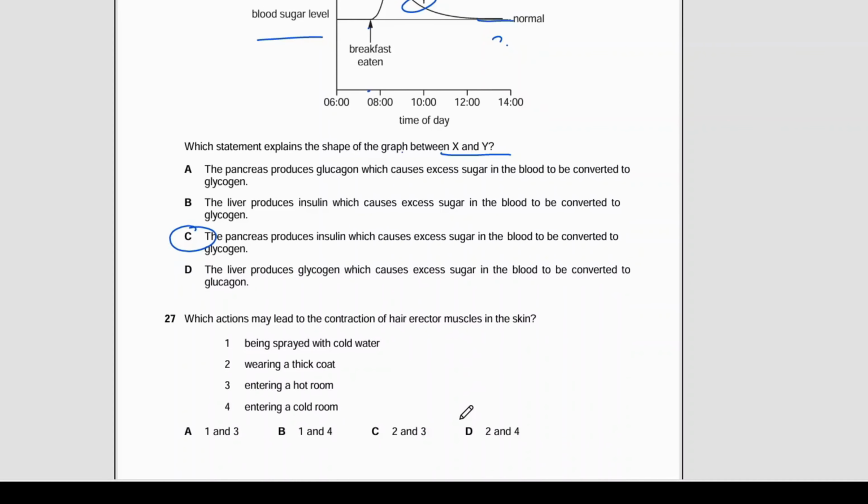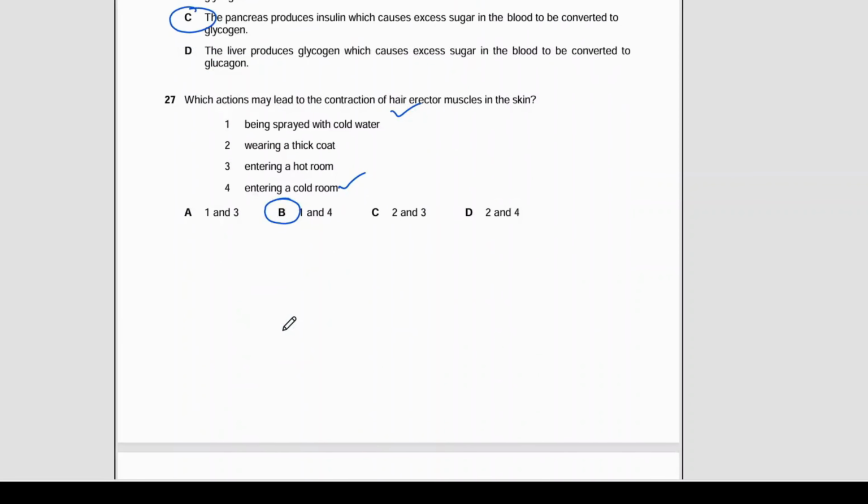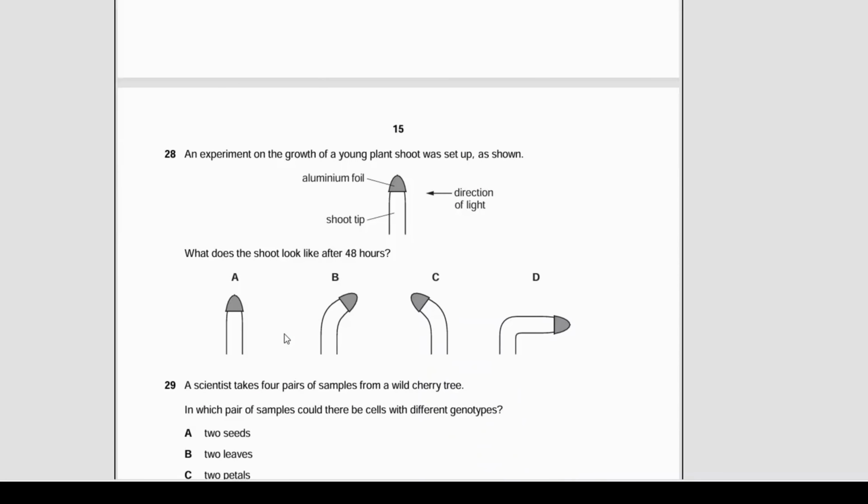Which action may lead to the contraction of hair erector muscles in the skin? That would be when the temperature is low, right? No, no, no. Hair erector muscles contract when the temperature is low, that is called goosebumps. So the answer would be cold water and cold room, 1 and 4. It's written contract. Okay.